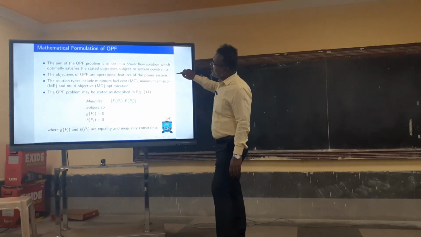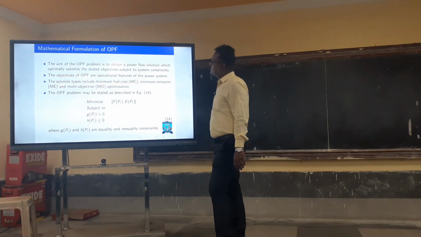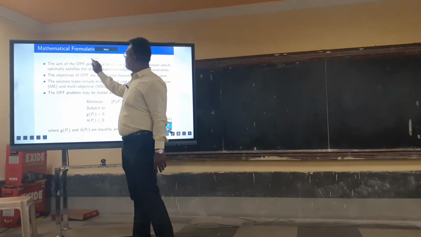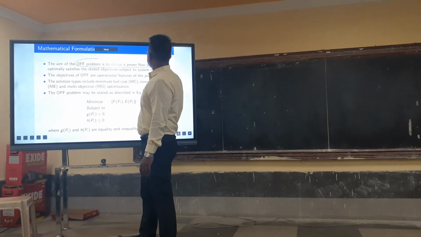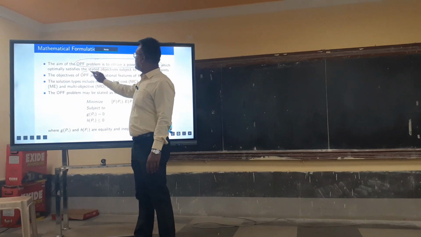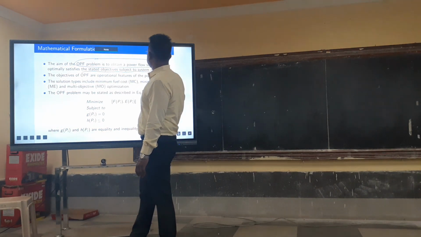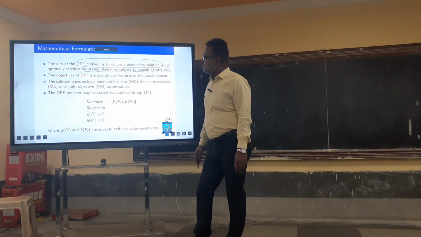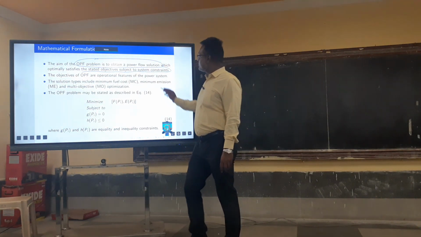So this is a typical formulation of the OPF. The aim of the OPF problem is to obtain a power flow solution which optimally satisfies the stated objectives subject to the system constraints. Okay. The objectives of OPF are operational features of the power system.